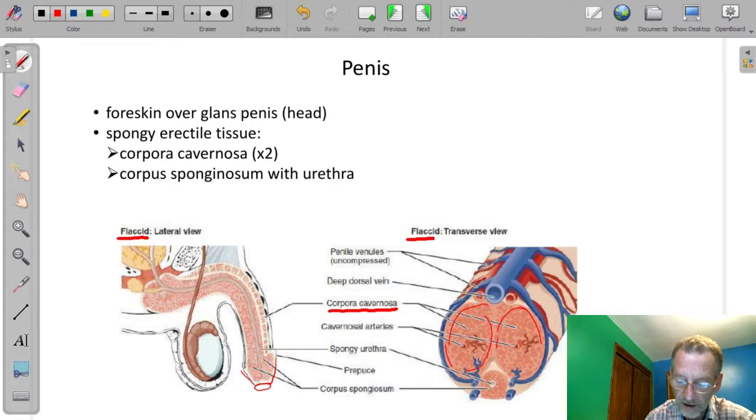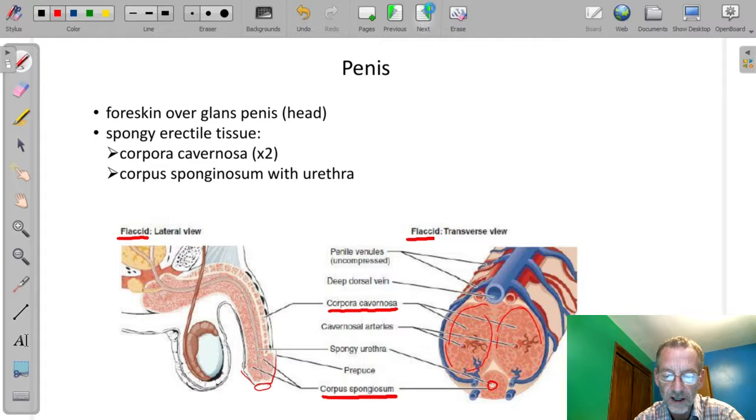And there's a good blood supply. There's a deep dorsal vein. There are several dorsal arteries. And then there is also the corpus spongiosum. So this is ventral and medial between the 2 corpora cavernosa. It also is erectile and has the urethra passing through the center of it. So that portion of the urethra is referred to as the spongy urethra.